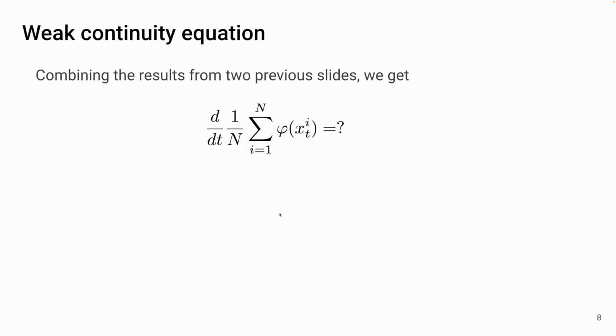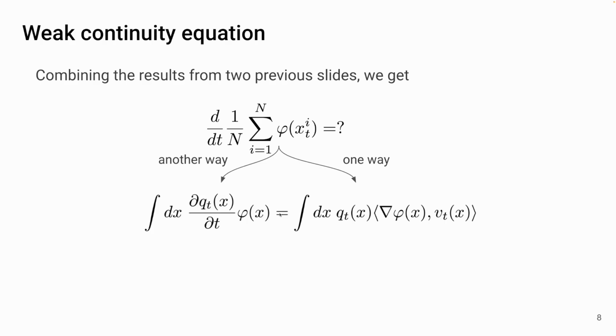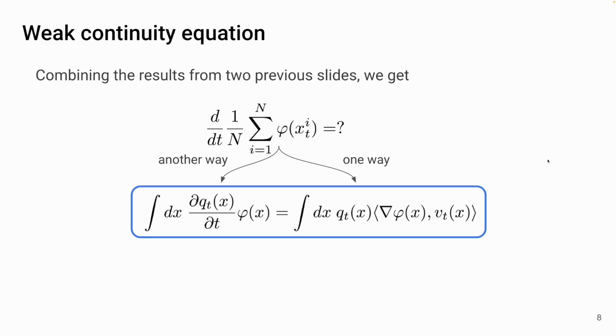From the previous two slides, we get two forms of the following expression. Indeed, one way to go from here is this integral, and another way to go from here is another integral, and they have to be equal. This is called the continuity equation, the weak continuity equation. And the mind-blowing part about this is that it holds for any function phi of x.